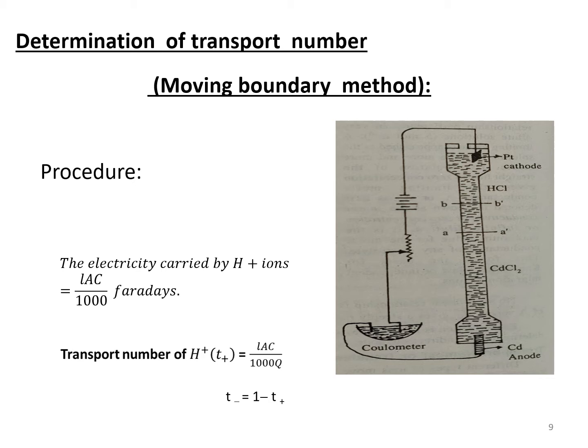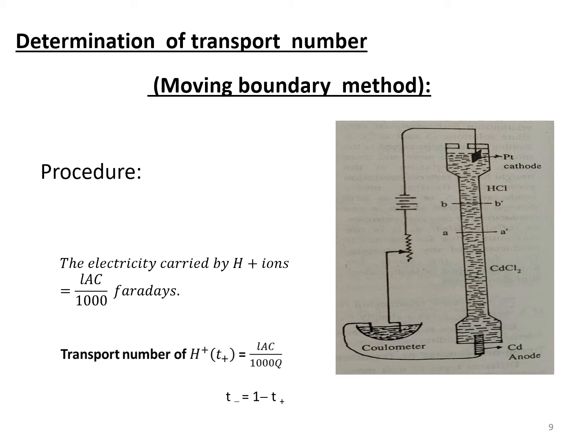Now, electric current is made to flow through the solution. Chloride ions move towards the anode, that is towards cadmium. Hydrogen ions, followed by cadmium ions, Cd2 plus, move towards the cathode, that is platinum. Now what happens? The boundary between the two solutions, HCl and cadmium chloride, which was initially at AA dash, moves upward from AA dash to BB dash.